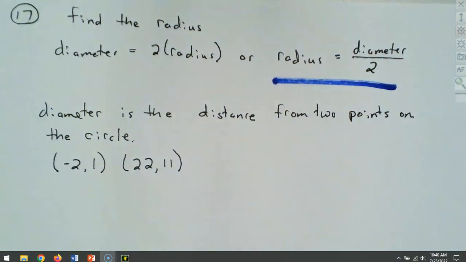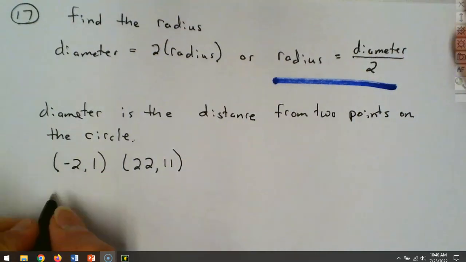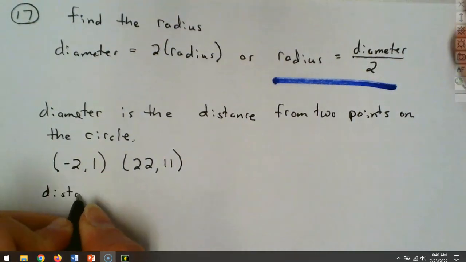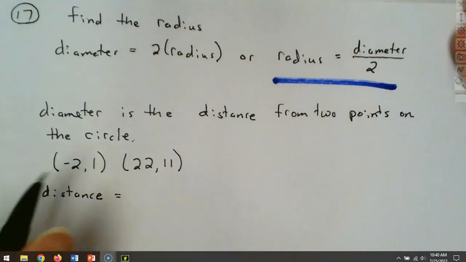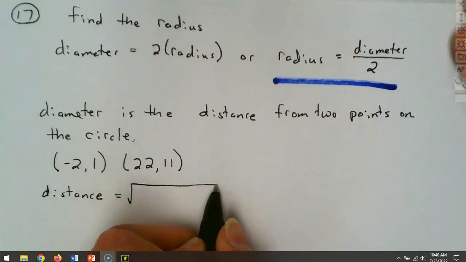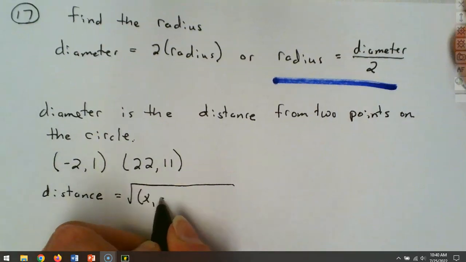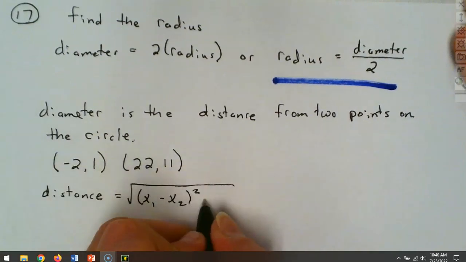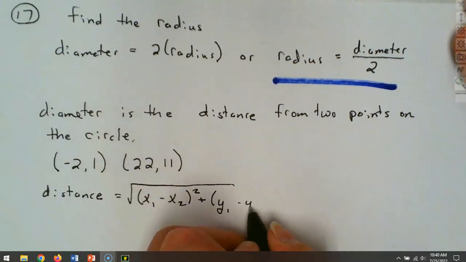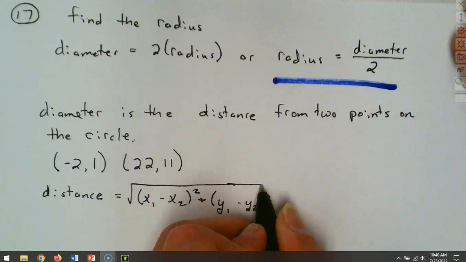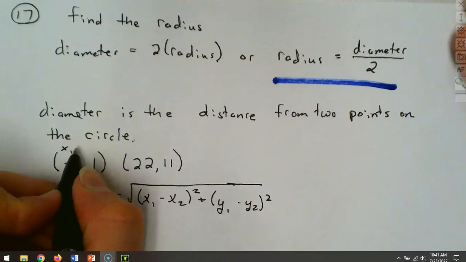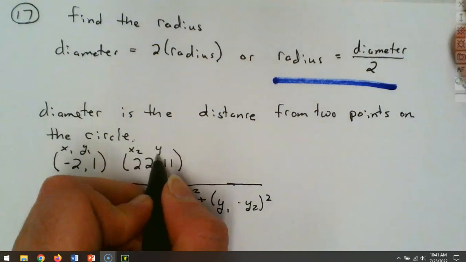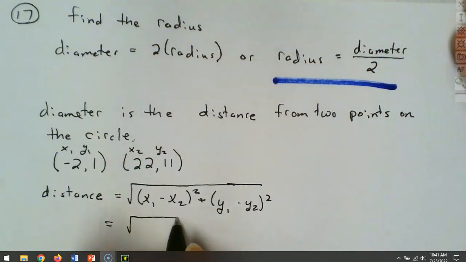Now you could get the center by using the midpoint formula. But I don't ask for the center, I ask for the radius. So the radius is a distance. So we're going to need our distance formula. And the distance formula is the square root of (x1 minus x2) squared plus (y1 minus y2) squared, using x1, y1, x2, and y2. Plug our values in.